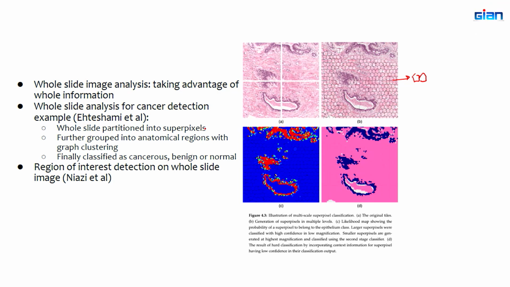In this particular paper, the whole slide was partitioned into super pixels, and after that they did graph clustering to group the super pixels into different anatomical regions. Based on that, you can then run a classification to see if your super pixels belong to the cancer regions or the benign regions.